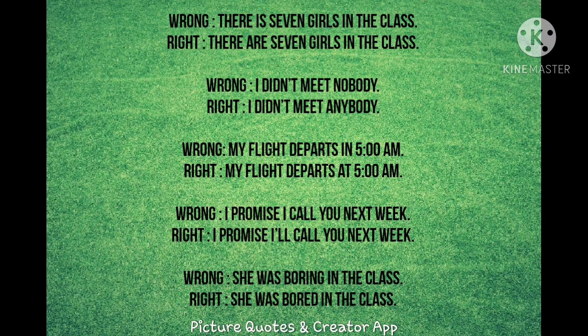So based on that, you have to put the auxiliary verb. The correct sentence is, there are 7 girls in the class. If the noun is singular, you can use the singular form of the auxiliary verb. There is a pen on the table.